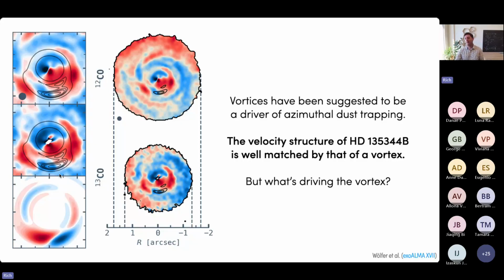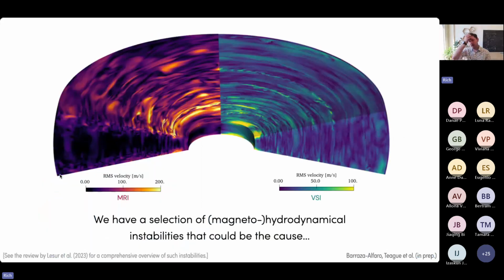But this doesn't really explain what's driving the vortex. We can see that there is a vortex in this system, but what's driving that? And so Marcelo Barraza Alfaro was looking at whether we could use the velocity perturbations that we extract from the data to point towards a specific magnetohydrodynamical instability that's driving it.